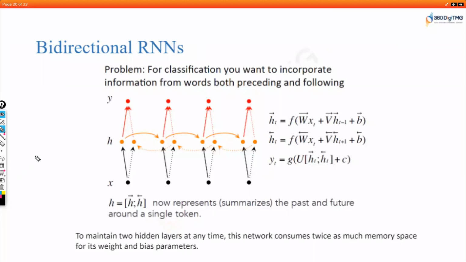But the disadvantage with bidirectional RNN is that it consumes twice as much memory because it's going to process the words in the reverse order also, and it needs to store all the weights. So forward pass weights and backward pass weights, all put together, give you an output.